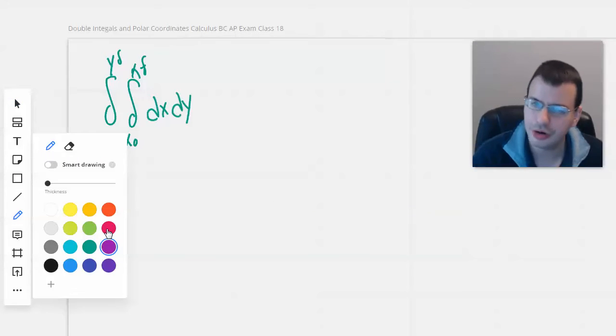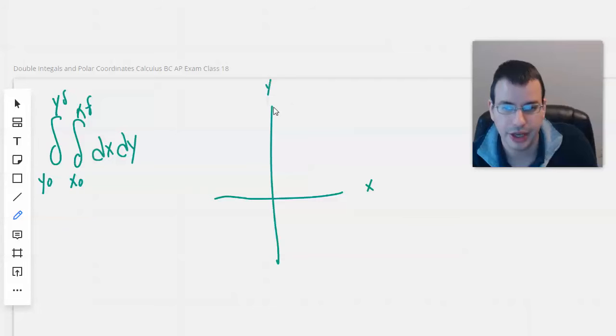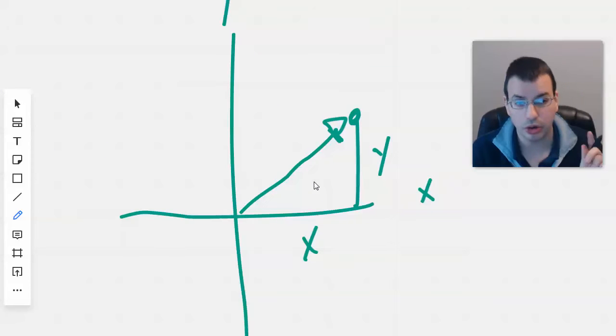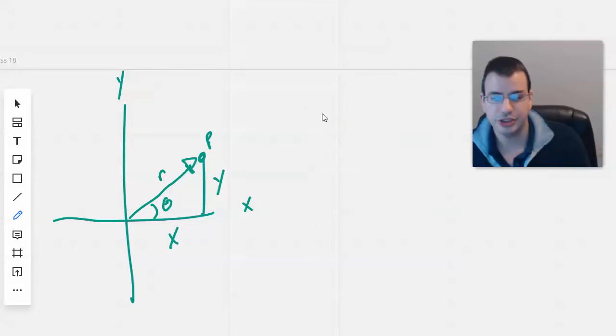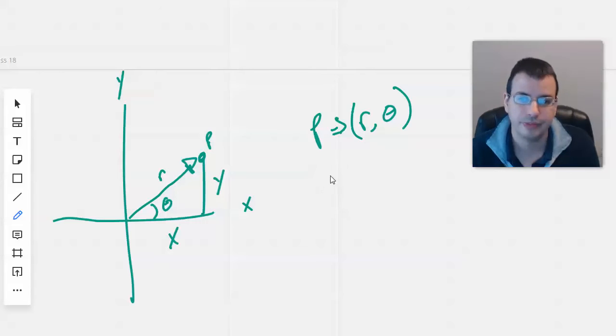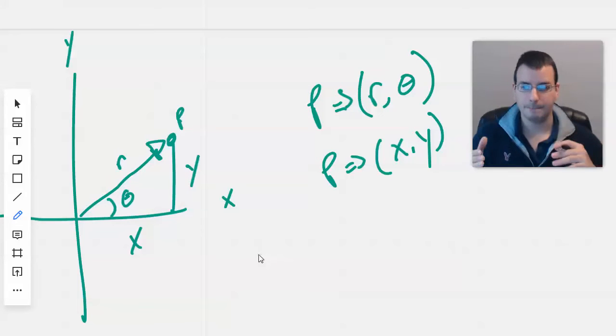All right, so now let's just talk about the idea behind polar coordinates. So you should already know what polar coordinates are. But the idea here is you have an x and y plane, and you have a point over here. You can describe it in terms of x and y. Or, alternatively, you can explain this point, let's call it point P, in terms of theta and r. So point P is described in terms of r and theta, or in terms of x and y, where x and y relate to r and theta.